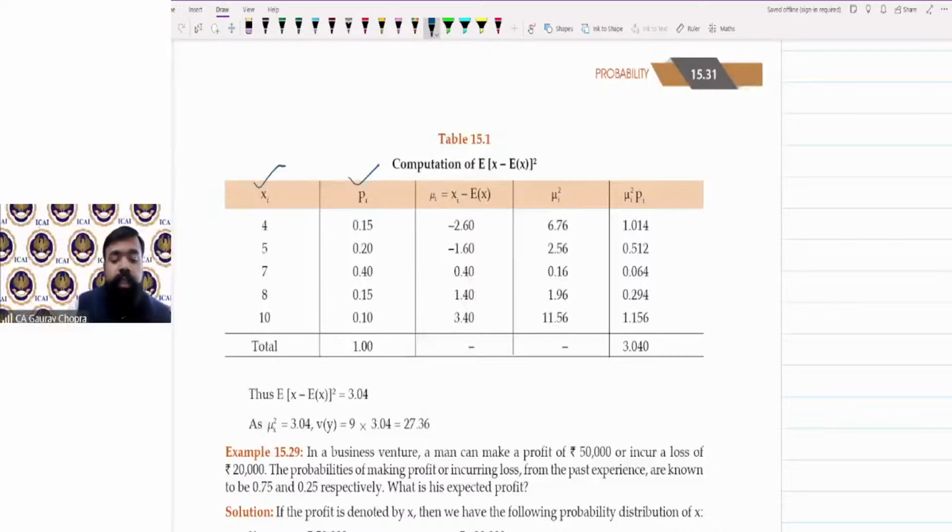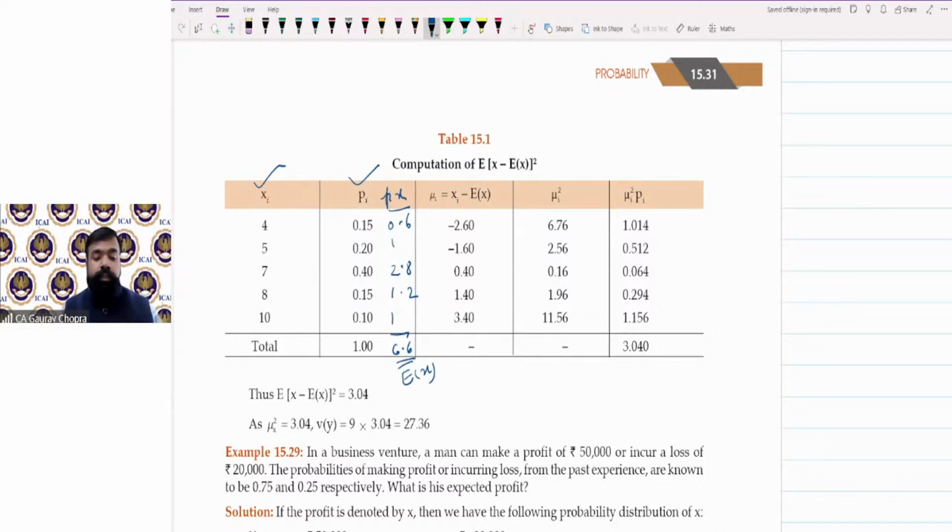X and P are there. So first of all, we can write P into X so that we can get expected value of X. So it will be 0.6, 1, 2.8, then 1.2, and then 1. On adding, how much are we getting? 4, 5, 6, and then 6.6 here. So we are getting 6.6 as the expected value of X.